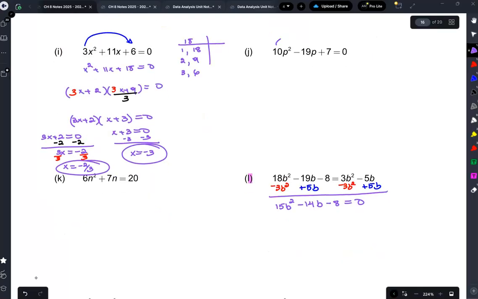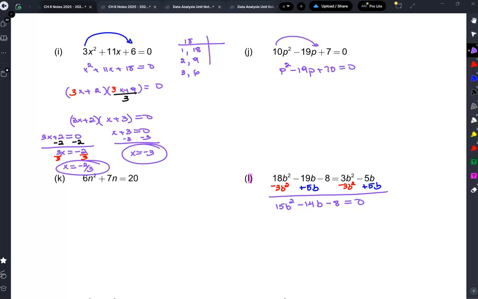So for J, if I multiply this, then I get p squared minus 19p plus 70 is equal to 0. Okay? So now p, and look, if it's minus plus, it's got to be minus minus. So now I need two numbers that multiply to 70 but add to -19. Okay? So that's going to be -1 and -70, -2 and -35, right? What else? -5 and -14. Okay? And this is the one.